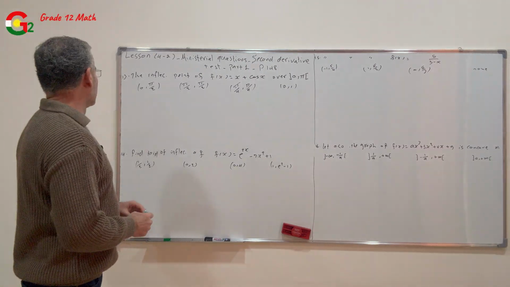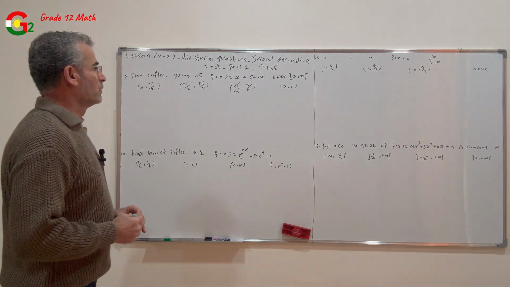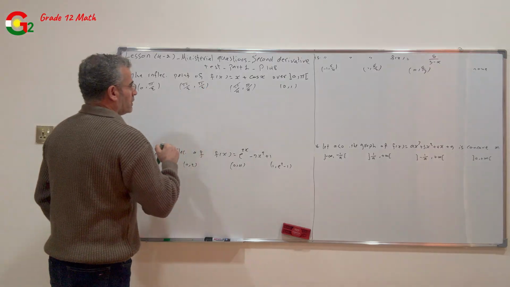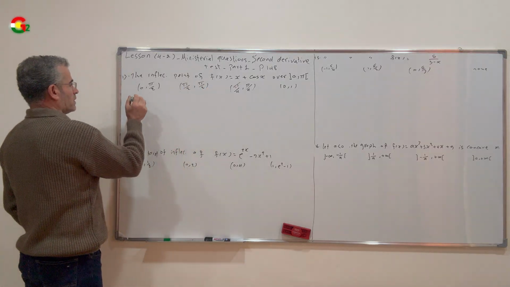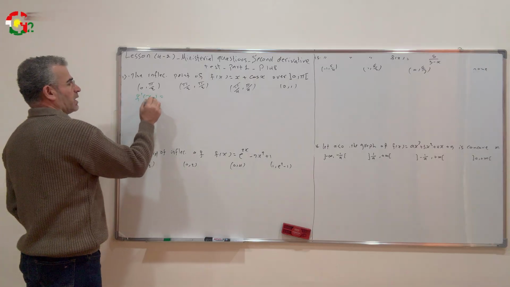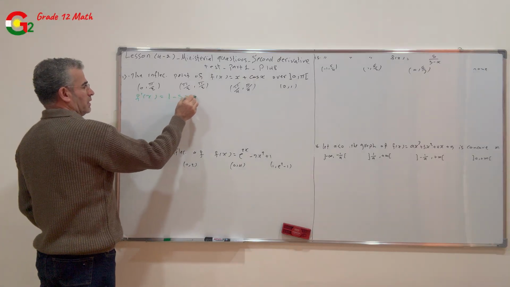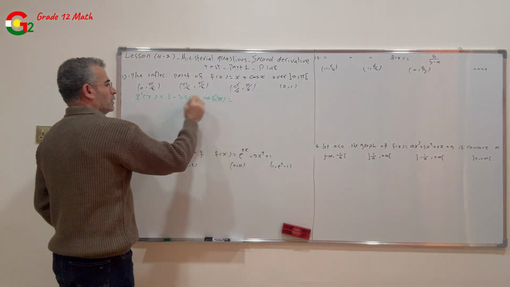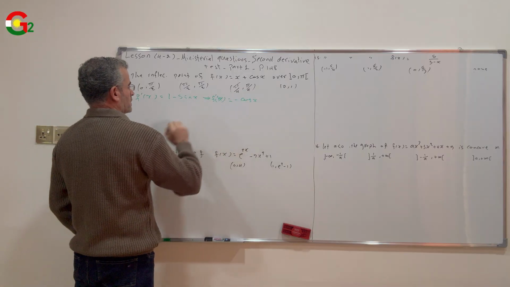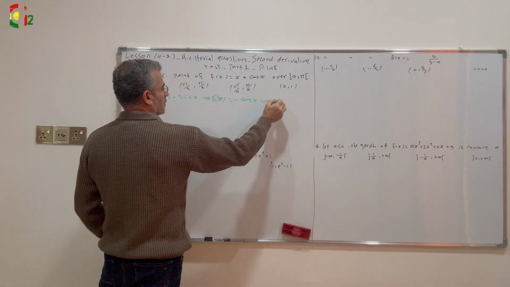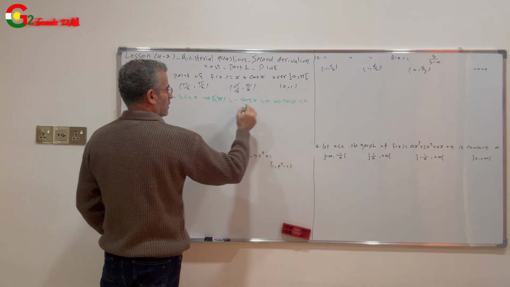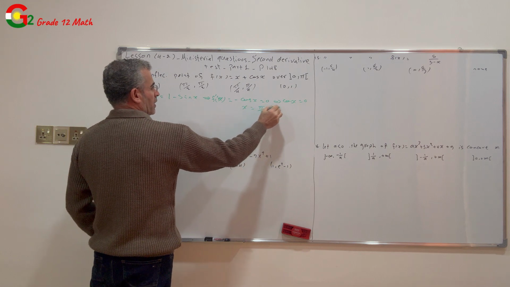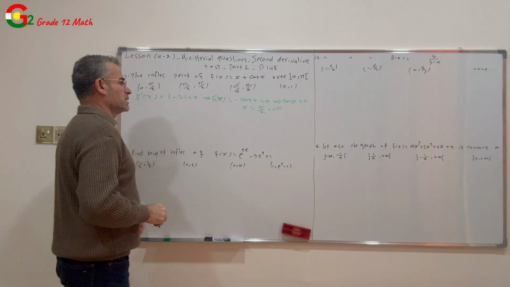Question number 13. The inflection point of f of x equal x plus cosine x over 0 to pi is which of the following points? The first derivative f prime of x equal 1 minus sine x. And the second derivative f double prime of x equal to negative cosine x. Set it equals 0, then cosine x equals 0. Then x equal pi over 2 plus n pi, the zeros of cosine, where n is an integer number.